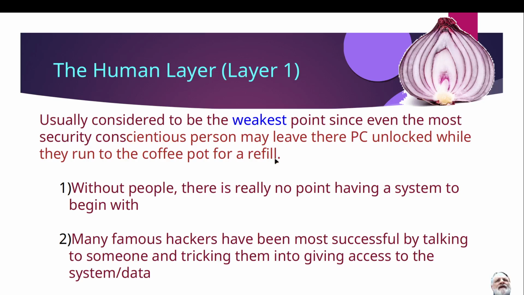So the first layer is the human layer. A lot of times this is considered the weakest point. There are actually a lot of famous hackers that were able to access things that they were not supposed to simply because they were able to trick or steal the information from the human aspect, from a person.